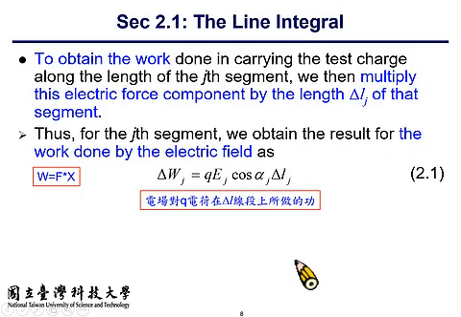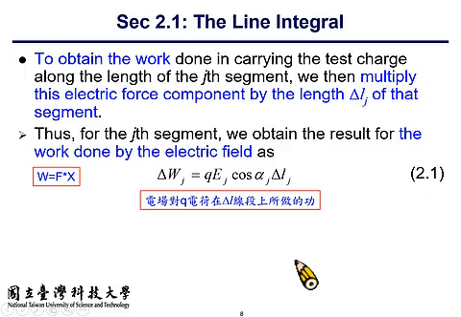Then equation 2.1 gives you the expression for the work accumulated by the charge Q on the small pieces of distance, delta L, due to the presence of electrical field. So it simply is the equation of W equals F times X.